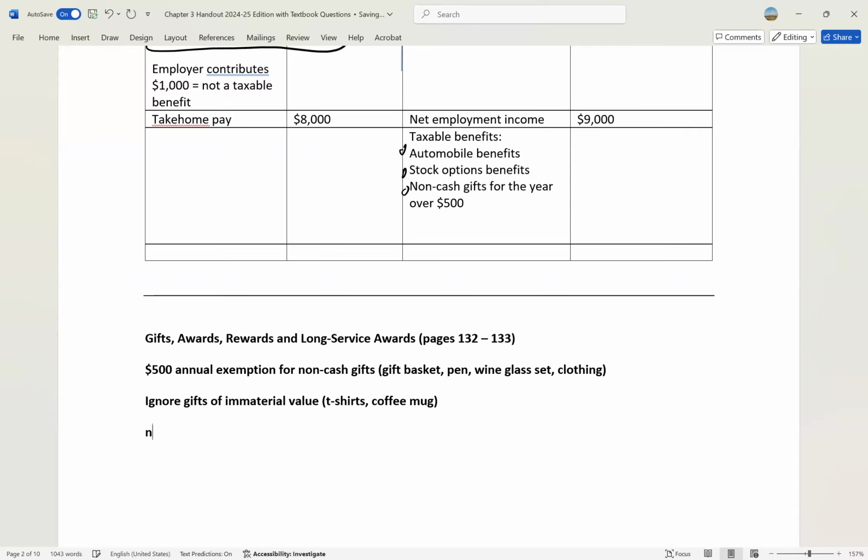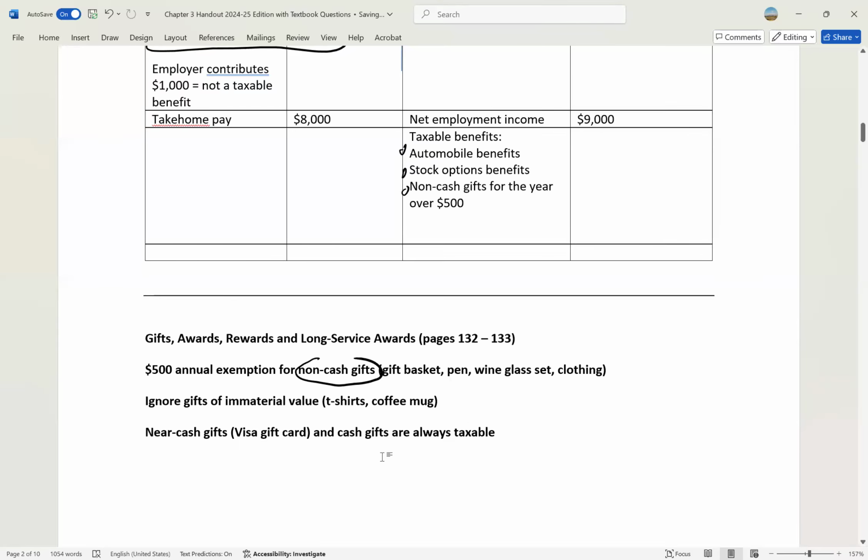And then there's a rule about what we call near cash gifts. Near cash gifts are, for example, a Visa gift card. It basically is the same as cash. Near cash gifts and cash gifts are always taxable. So if you were to get a cash gift, or let's say a Visa gift card, which you can basically use just like cash, those are always taxable. That is not included in this $500 exemption.